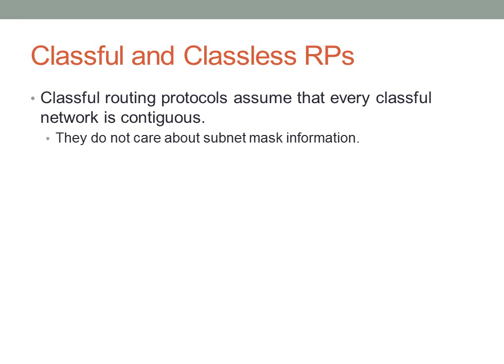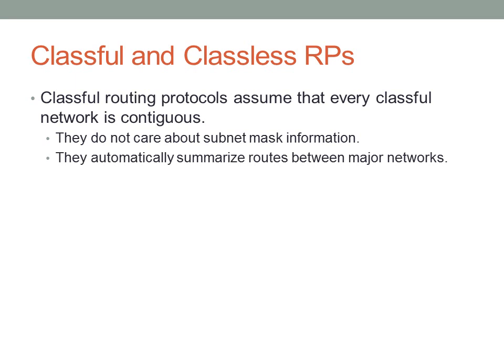So they don't care about subnet mask information. They rely strictly on the information received about the major network, and they automatically summarize routes between major networks. So rather than saying that these subnets exist, they will say that this single major network exists. RIP version 1 is considered a classful routing protocol, and it's the only classful protocol we'll talk about.